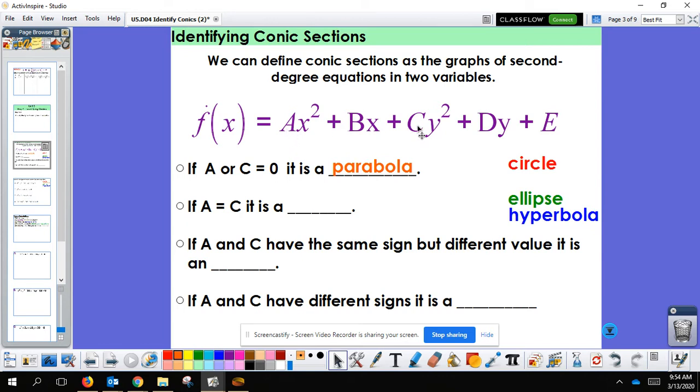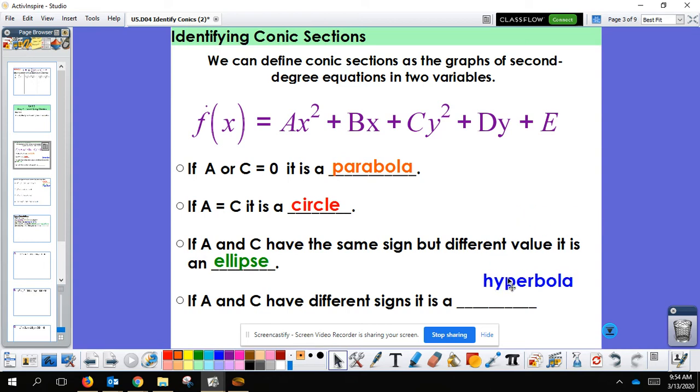If the a value and the c value, so the coefficients on the squared terms, are the same, 1, 3, 7, then it will be a circle. If the coefficients on those squared terms a and c have the same sign but a different value, that could be like 3 and 5, 6 and 7, something like that, it's going to be an ellipse. And if those two coefficients have different signs, a positive or a negative value, then that would be a hyperbola.